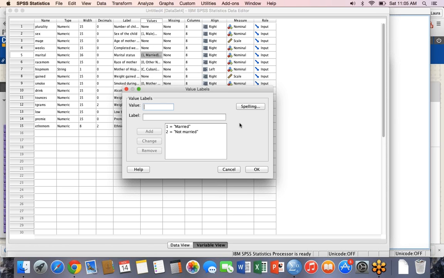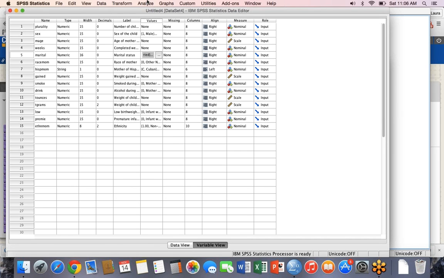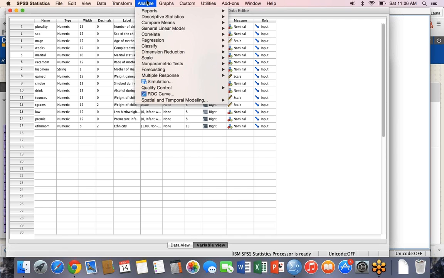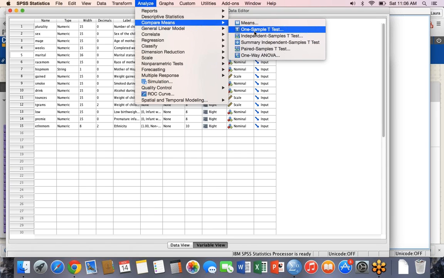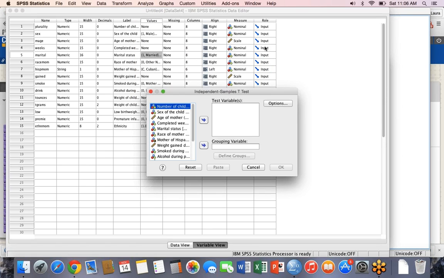So our null hypothesis is that there's no difference between the weight gained among married pregnant women and not married pregnant women during pregnancy. Let's click OK. We don't have to go back to the data view. We can just go up to Analyze, and then Compare Means. A single sample t-test would be there, but we're going to do an independent samples t-test because it's two independent groups, married women and unmarried women. In the grouping variable, you put marital status.